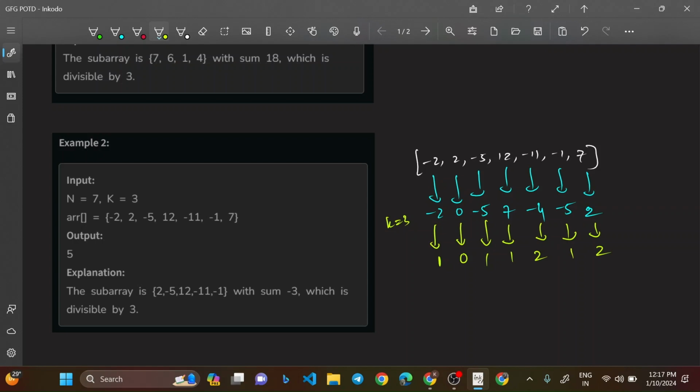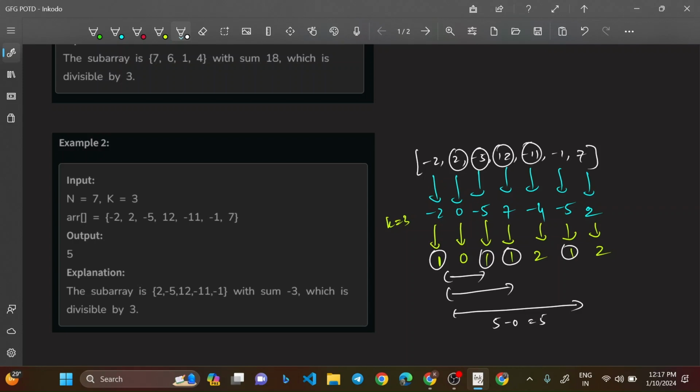How are we actually doing it, right? That is pretty clear. Now see the same logic again. You can see 1 and 1 is being repeated here. So 1 is repeated here as well. But will you take these two subarrays? No, because compared to these two lengths, this length is much bigger. So you'll take this into consideration. What is the length? In this case it is 5. And what are the elements being contributed? 2, -5, 12, -11, -1.